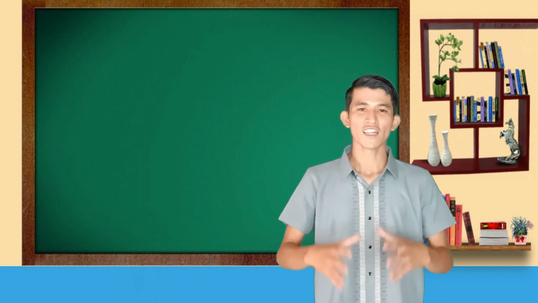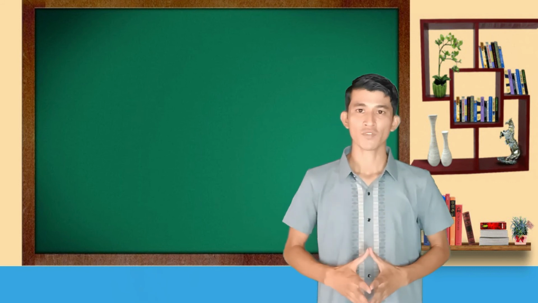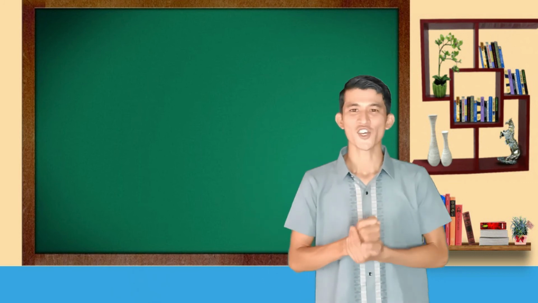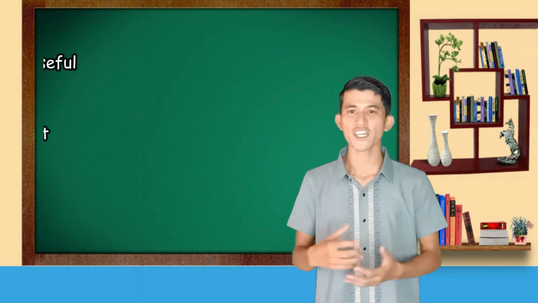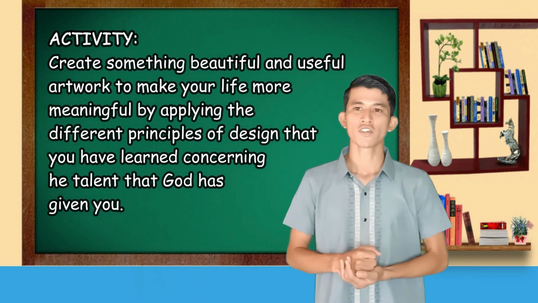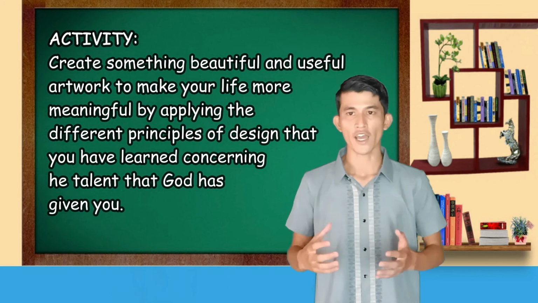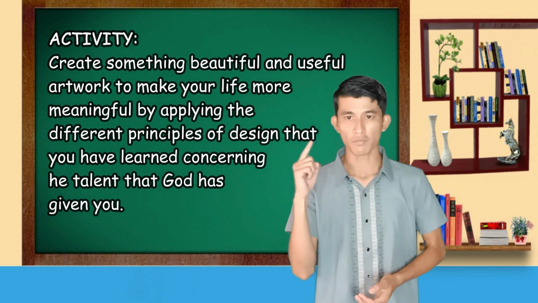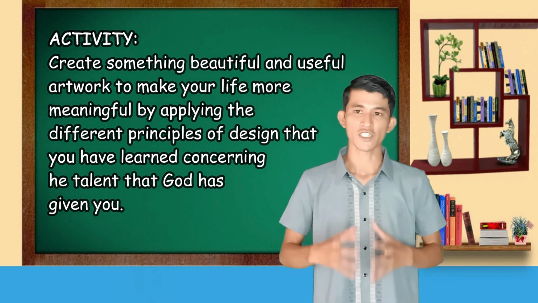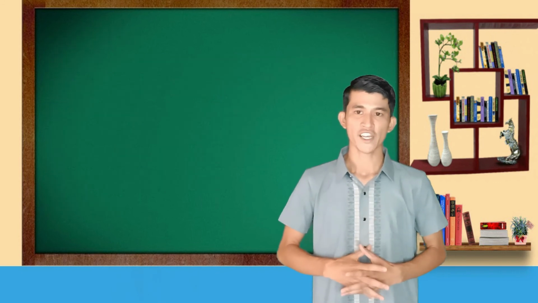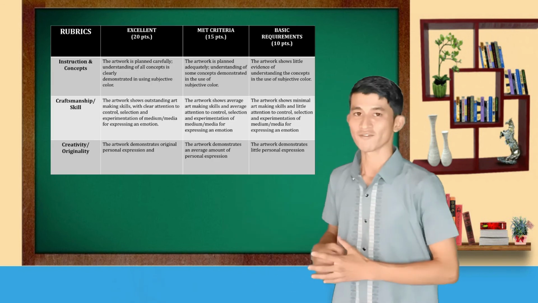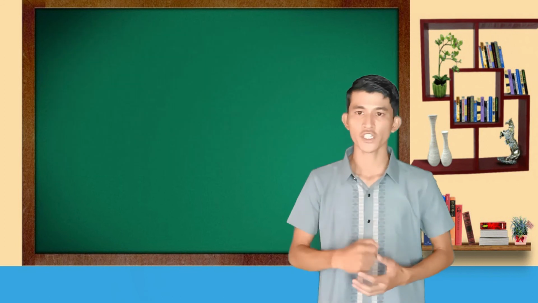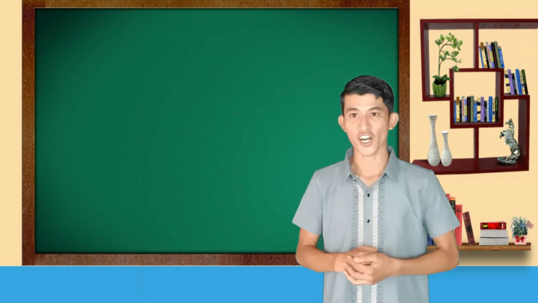And now, class, let's have an activity. Are you excited, class, for the activity? That's great! So your activity, class, is you need to create something beautiful and useful artwork to make your life more meaningful by applying the different principles of design that you have learned concerning the talent that God has given you. And here is the rubrics for the performance task. Class, I will give you 20 minutes to do the task. Your time starts now.